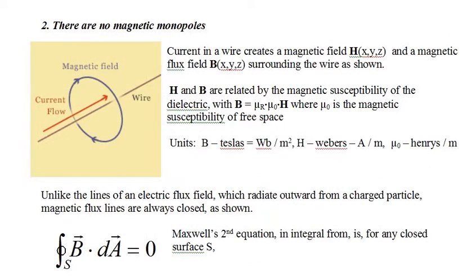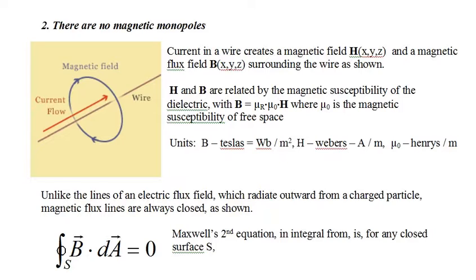Current flowing in a wire creates a magnetic field surrounding the wire, as shown in the diagram. The orientation of the magnetic field can be determined by using the right-hand rule. That is, by grasping the wire with the right hand and with the thumb pointing along the direction of current flow, your fingers will be circling the wire in the same direction as the magnetic field. There is a magnetic flux field B and a magnetic field H. However, both are commonly referred to as the magnetic field.